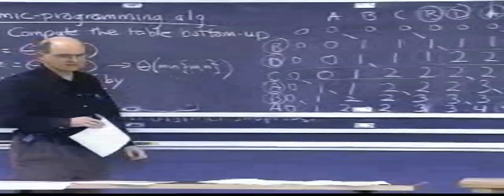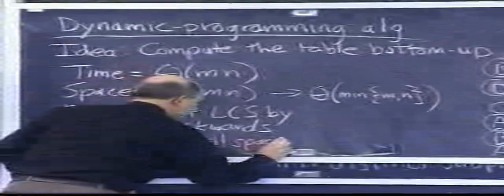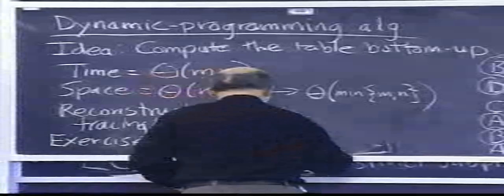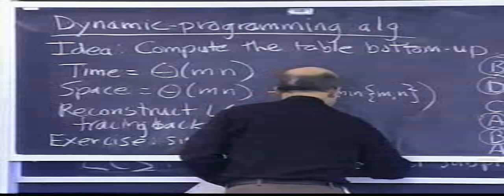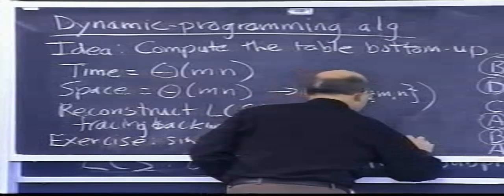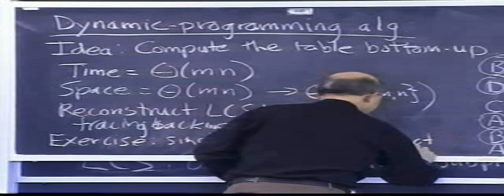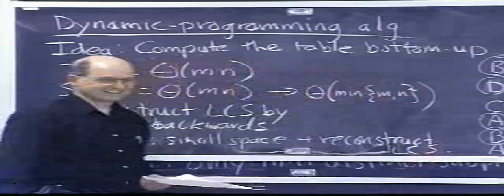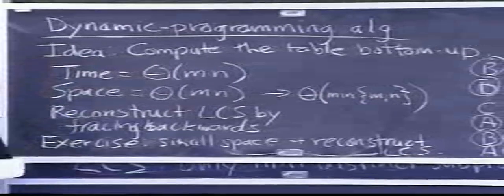Question? If you only keep 2 rows, how do you trace backwards at the end? That's the exercise. Use small space plus reconstruct the LCS. That's a homework exercise.